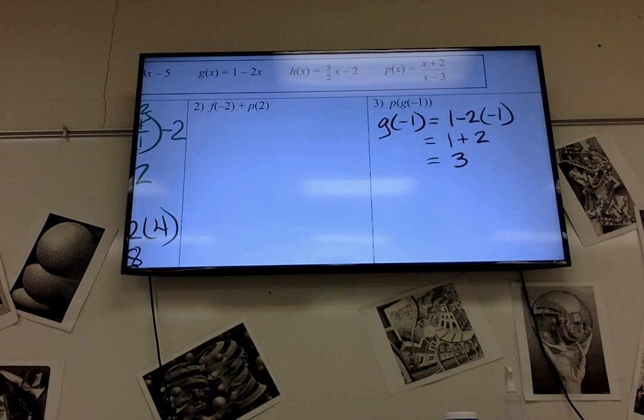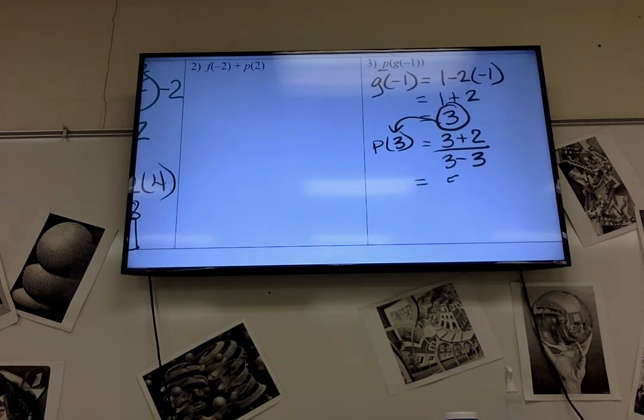Kendrick, now what? Plug in 3 to p. Yes. Now we're going to find p of 3. So we're taking this 3 and we're going to plug it in for the x on the outside here, p. So that's 3 plus 2, because we're using this equation, over 3 minus 3. You end up with 5 over 0. So what is that? Good. If 0 is under the line, it's undefined.